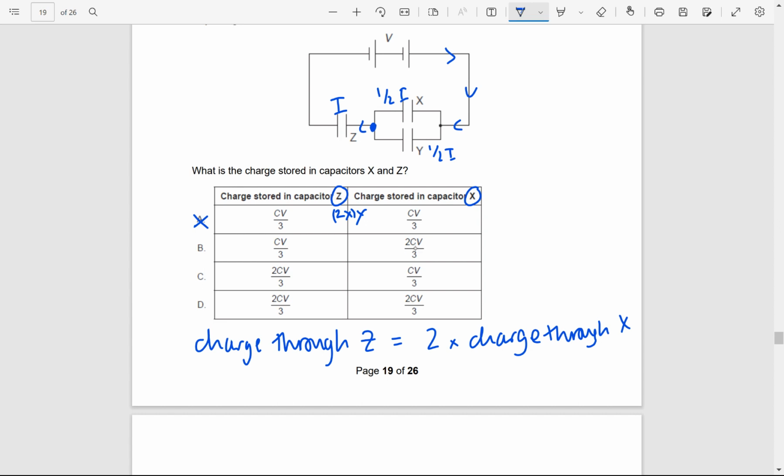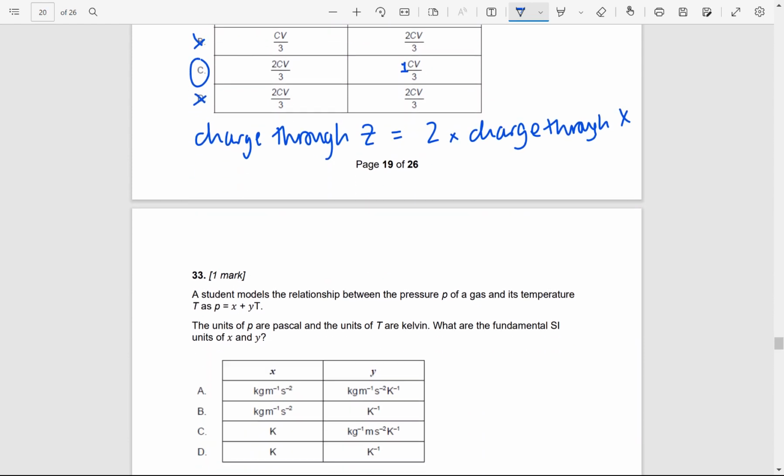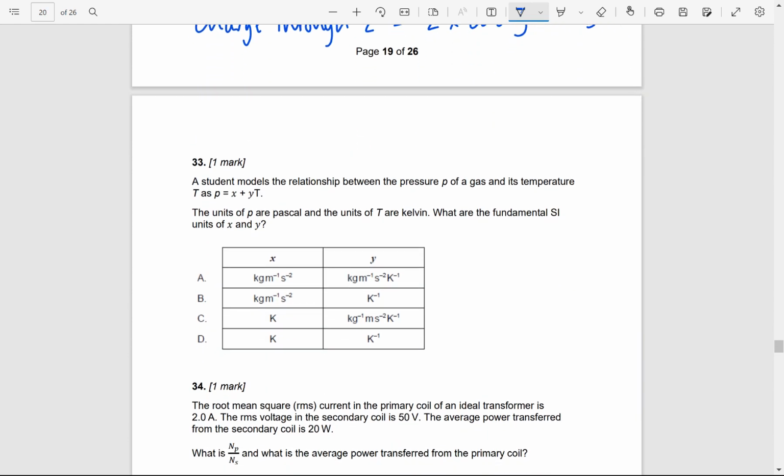It's saying here that you've got double the charge flowing through X than Z. Well, that's not correct because we've got half the charge, so that's not correct. C, we've got double, so we've got 2/3 and 1/3. So we've got double the charge flowing through Z than X. That is correct, but for good measure, let's just check. And then we've got equal charge flowing through these. Well, that isn't correct because X and Y are shared from Z. So it's not that one.